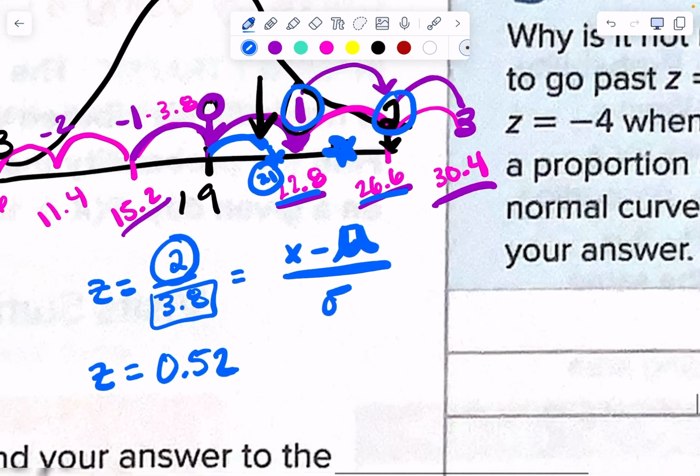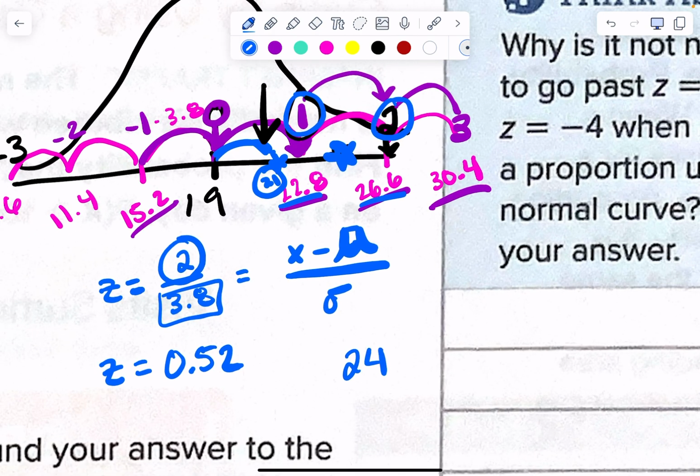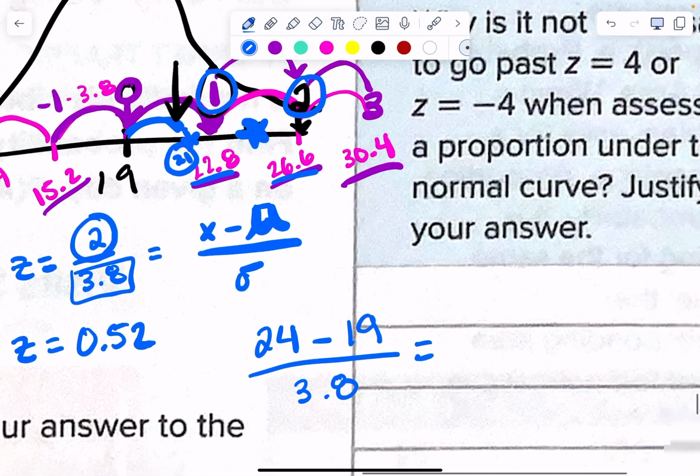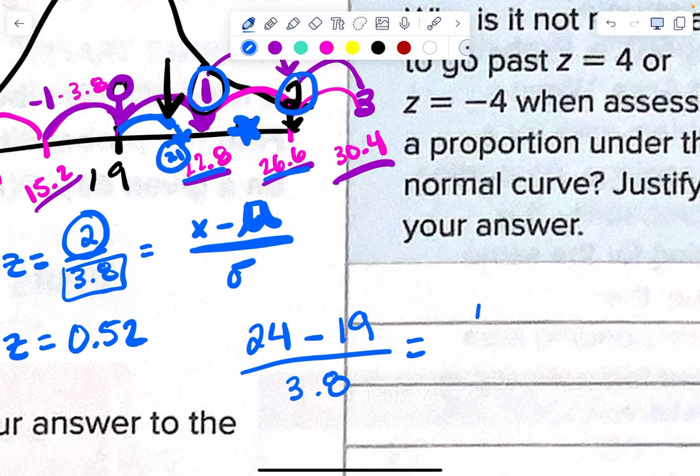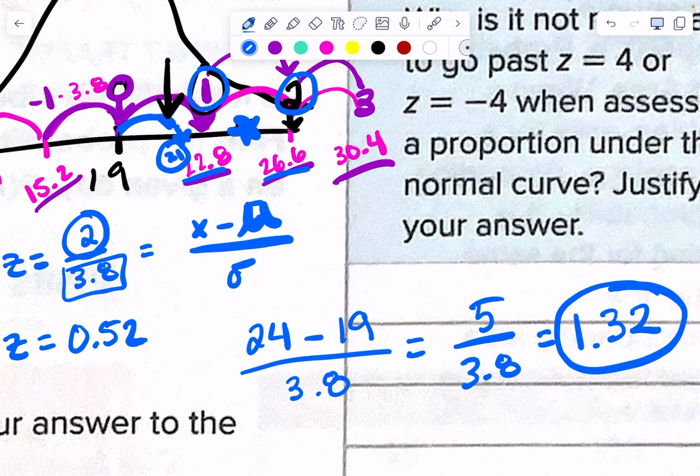Okay, so I take 24 minus 19, and I divide by 3.8. 24 minus 19 is 5, divided by 3.8 is how much? 1 point something. 1.32. This is my z-score, right?